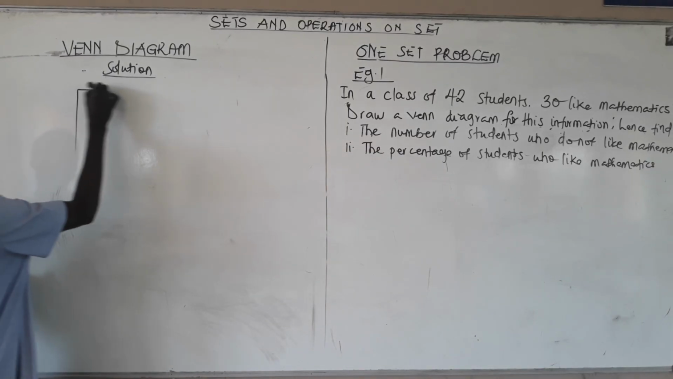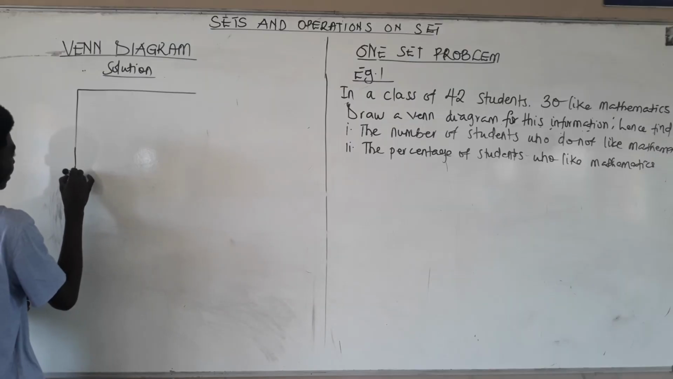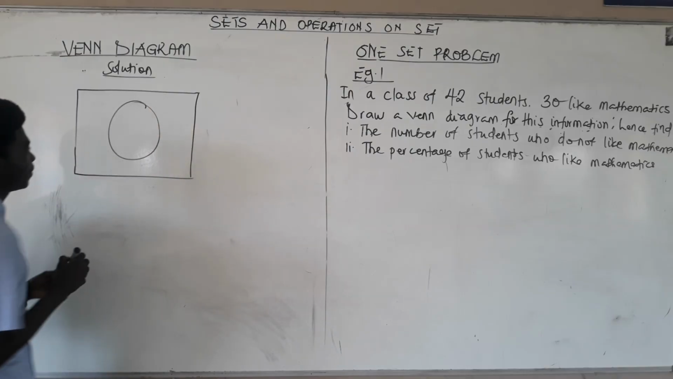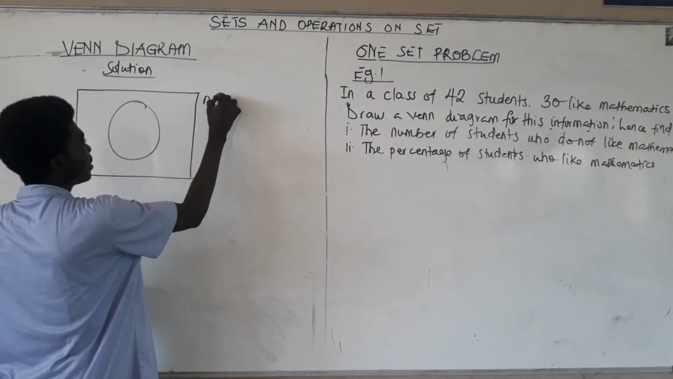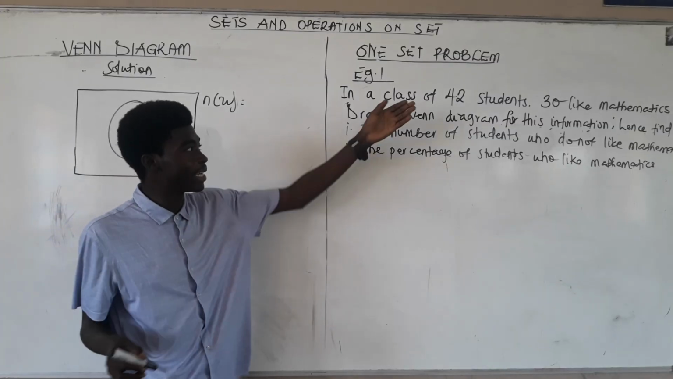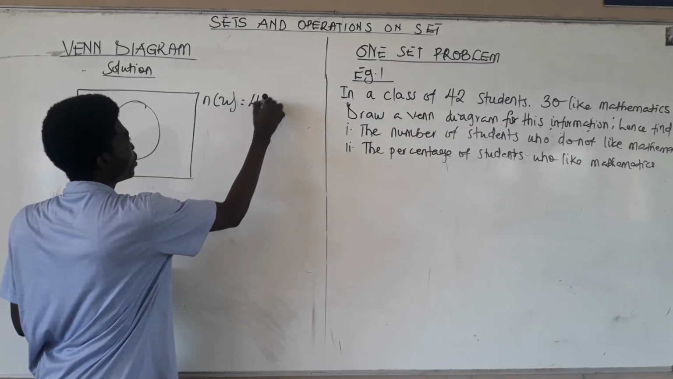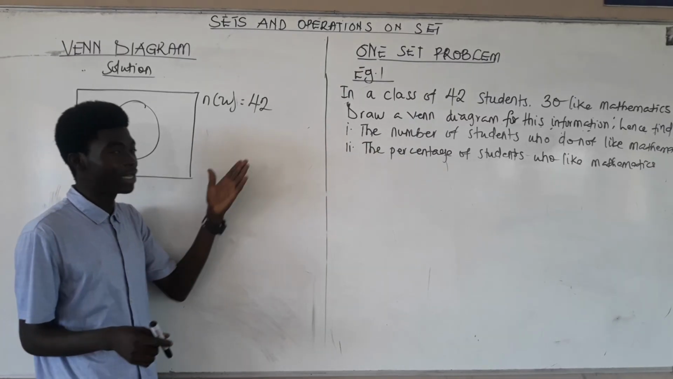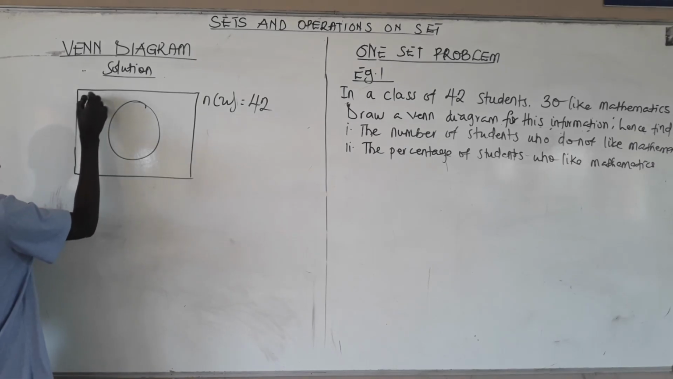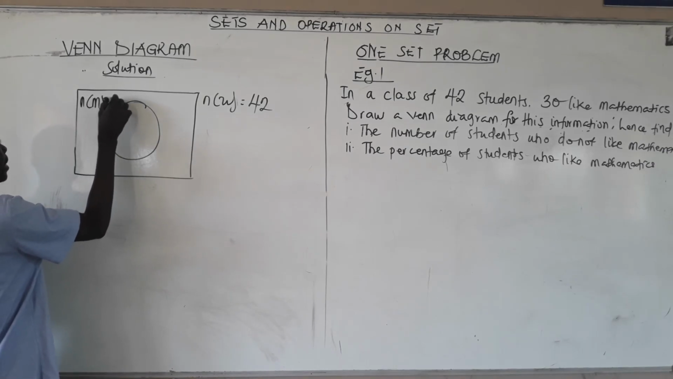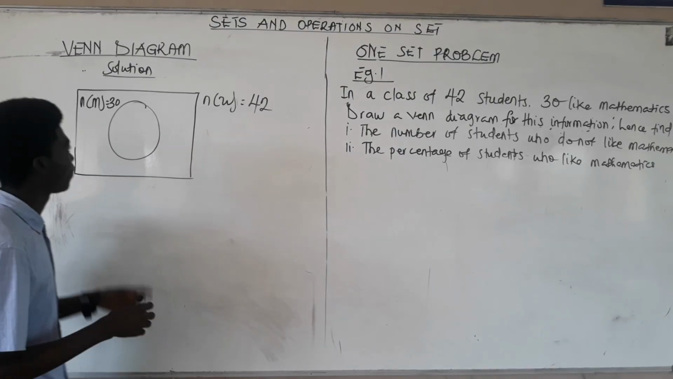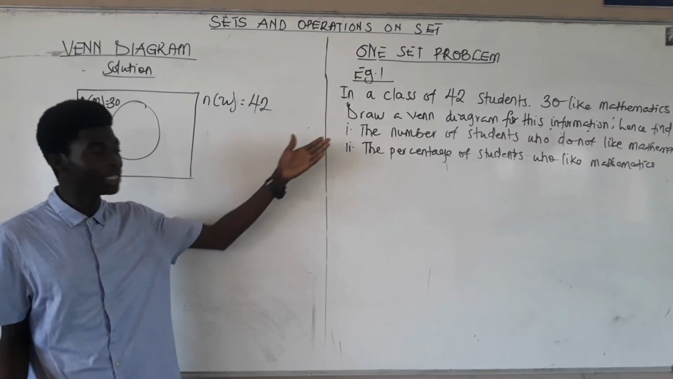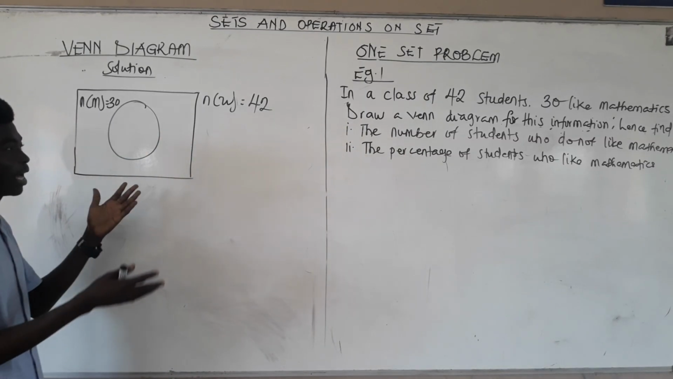It is going to be like this. Now we have the Venn diagram here. Our universal set is going to be the total number of students in the class, which is 42. The number of students who like mathematics, I'm going to represent by n. So n is going to be 30. So 30 students like mathematics. Now we have represented the information in a Venn diagram, and this is how it looks.